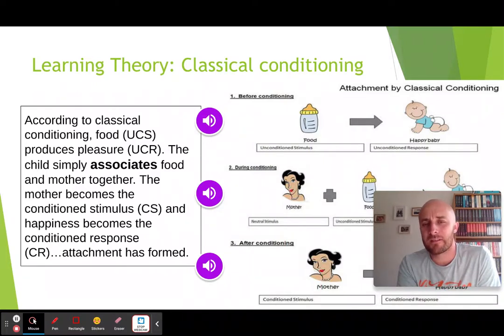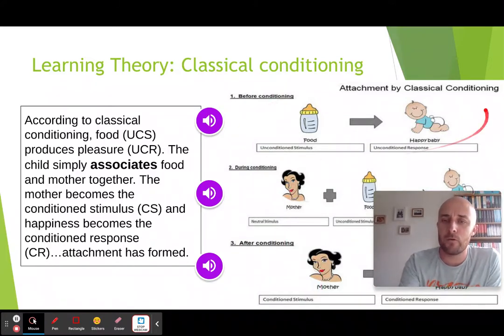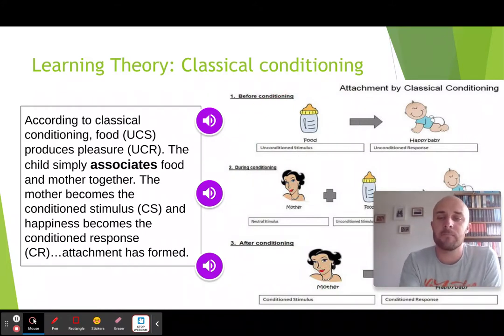Okay, so this is primarily what you do need to know. I'm going to go through this on the left-hand side, just going to read it out, and we're going to go through step by step, because this is really the crux of the theory. According to classical conditioning, food produces pleasure, which we know. And that is that first one. As you can see, before the conditioning, food is the unconditioned stimulus because it has yet to be conditioned, has yet to be associated. Food will always result in pleasure, i.e., a happy baby. So an unconditioned stimulus will always lead to an unconditioned response, right? And this happens importantly before conditioning.